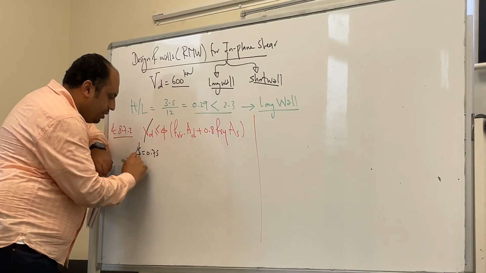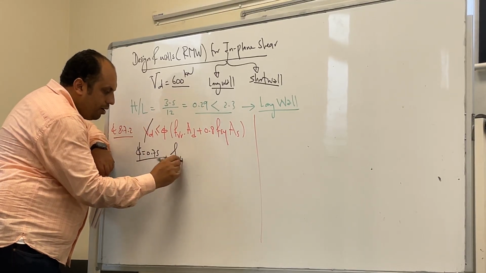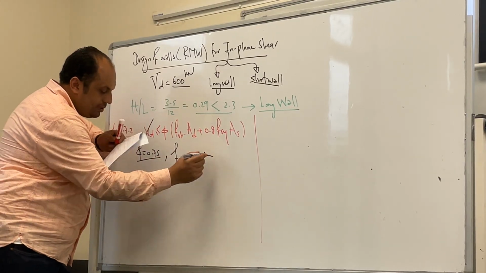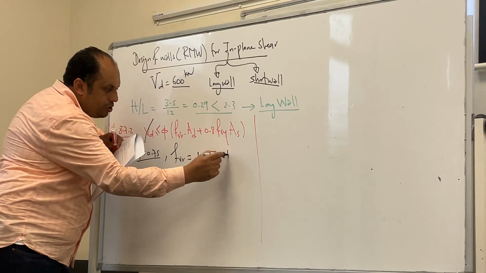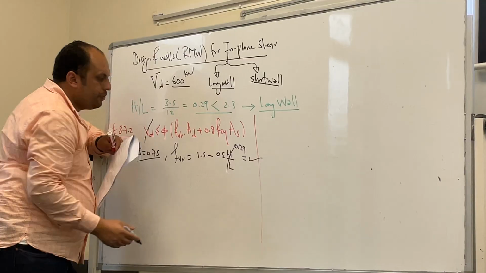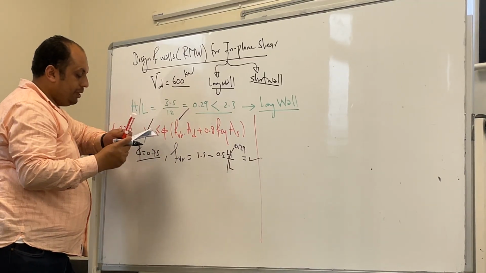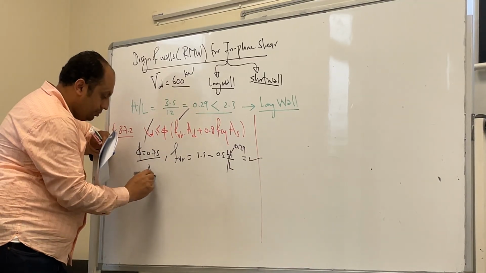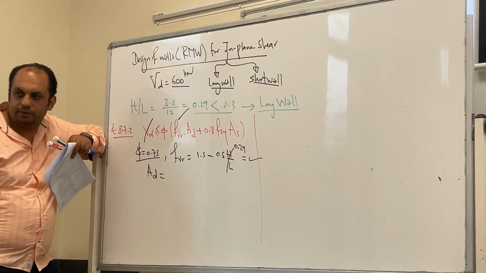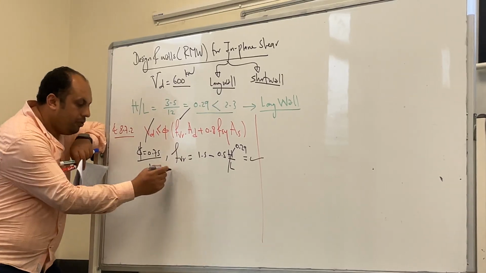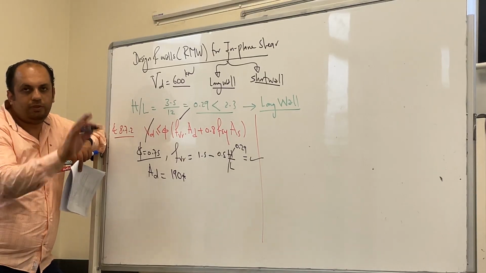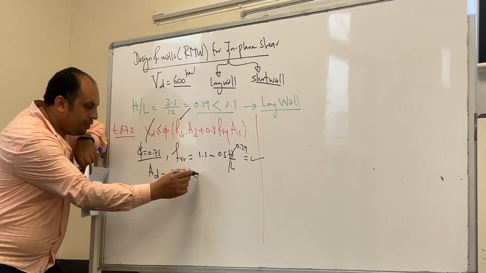5.75. What else? FVR. What is FVR? 1.5 minus 0.5 H over L. So you know this value. Right? What else? AD. What is AD? The design cross-section area of the member, which is 190 times the whole length of the wall. 12,000.